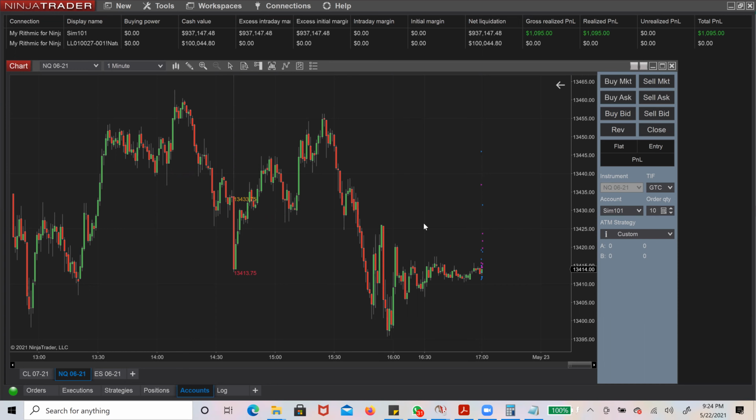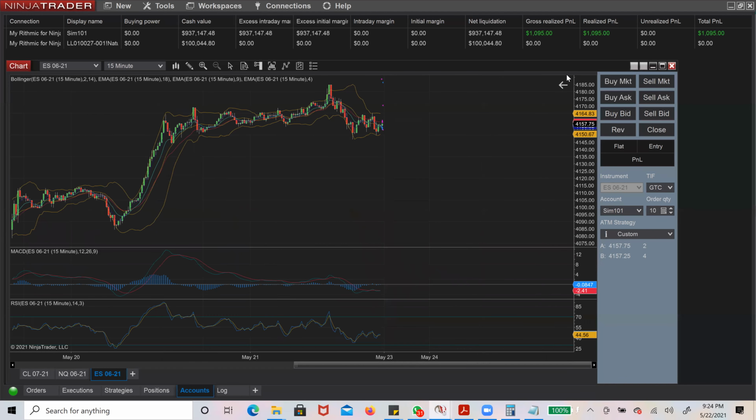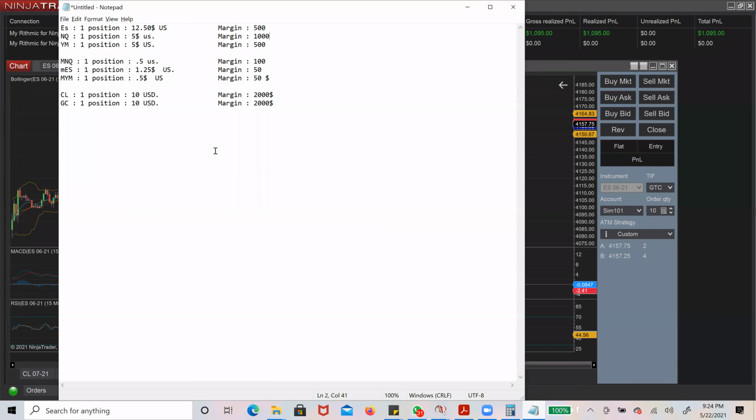Yes, go for it. With ES S&P 500, with 1 point you get $50, and NASDAQ with 1 point you get $20. Can you please write down those lists as well on the notepad where you wrote down the margins and the positions? Yeah, here. So ES, your initial when you buy one position is going to cost you $12.50. NQ one position is $5, and this is your margin you need.